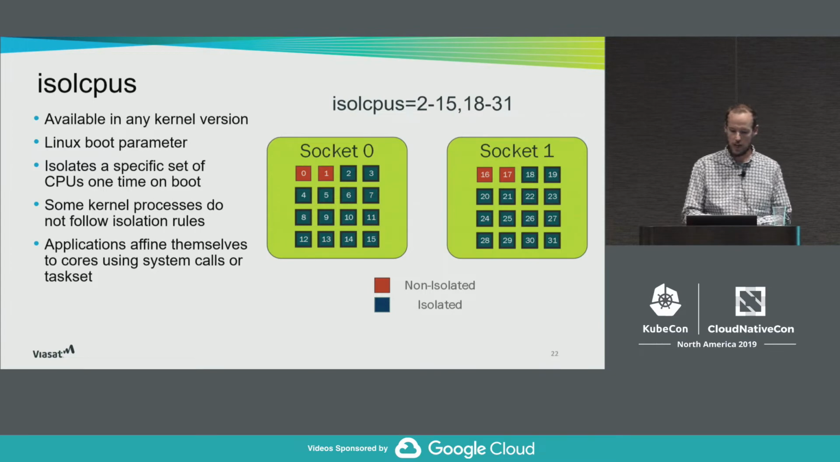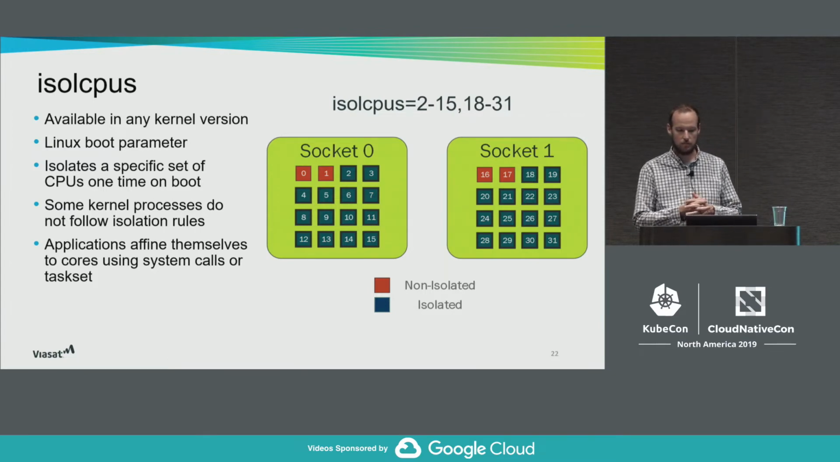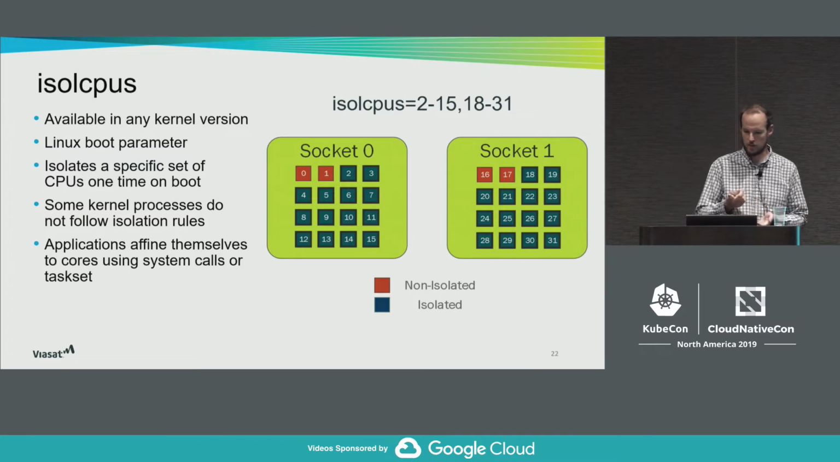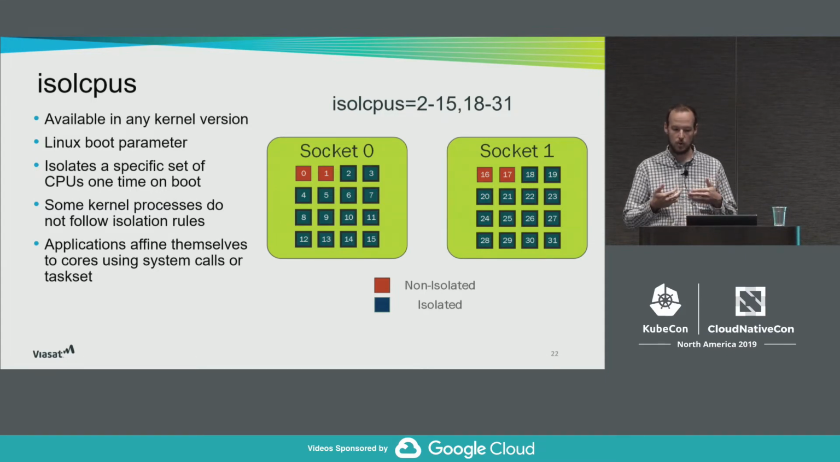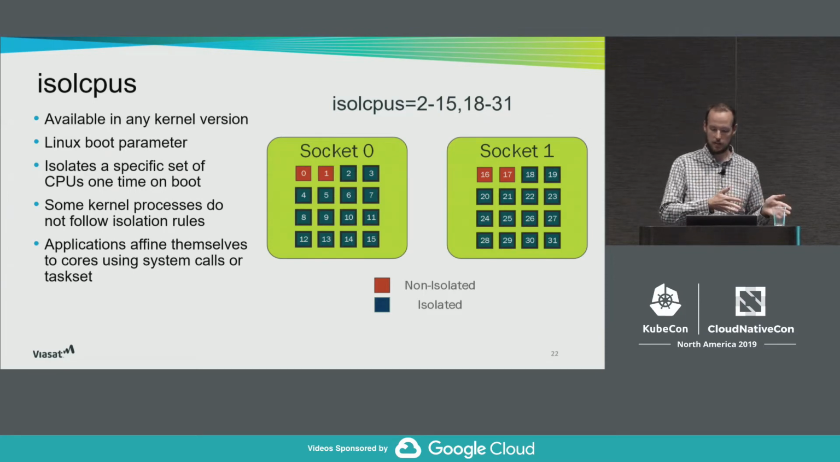The first is to use isolcpus, which has been in Linux basically since the beginning. This allows you to isolate CPUs on boot up. It's a boot parameter that you set up in Grub, and you specify a list, like in the top right there, where in this case, the first two cores of the first socket are not isolated, and the first two of the second socket are not isolated. What that means is that all the processes that come up on boot that can be on the non-isolated cores will be moved there, but some of the kernel processes will still be on the isolated cores.